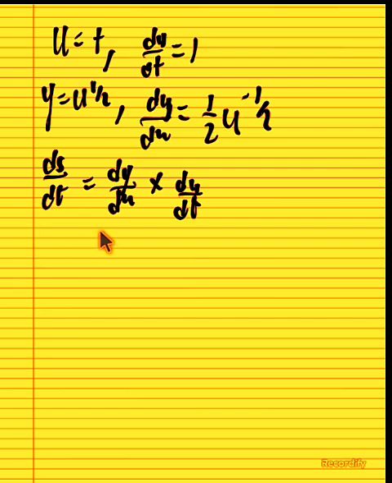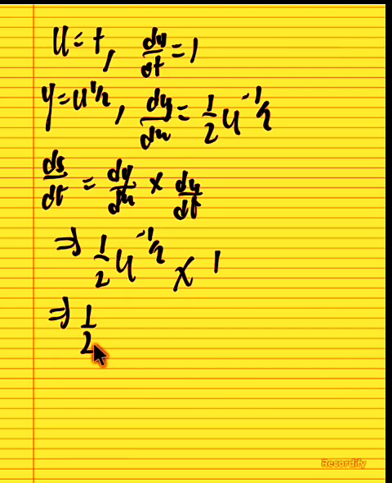So now I will substitute the values I have here into that. That implies that we are going to have dy du, which is 1 over 2 u to the power of negative 1 over 2, multiplied by du dt. What's our du dt, which is 1. Alright, so I will make use of our substitution now. That is 1 over 2. What is our u? Our u is t. So if our u is t, to the power of negative half, multiplied by 1, it doesn't matter.